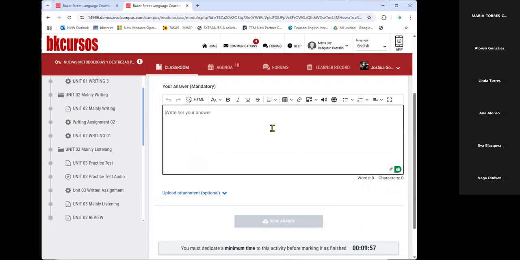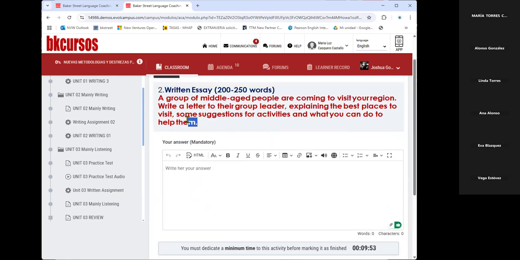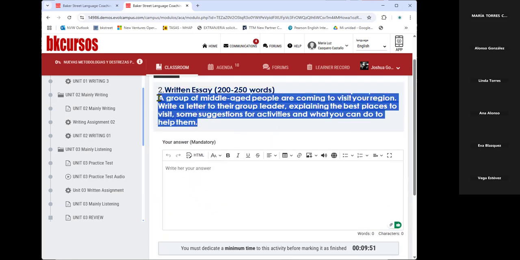Don't use Chat GPT or something. A group of middle-aged people are coming to your region. Write a letter to their group leader. Oh yeah, Chat GPT. Just cut and paste, copy and paste. No, it doesn't work like that. You can't do that, please. All right, I will know, and there's no point in doing it.